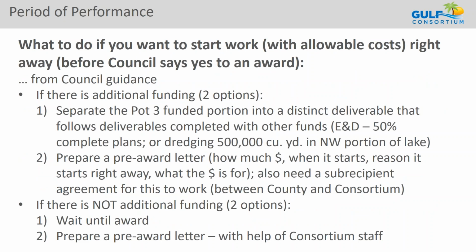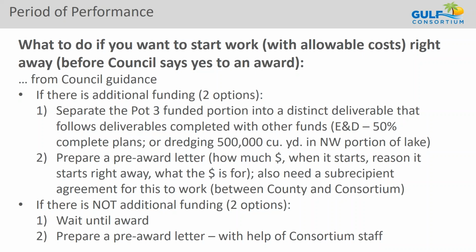So if you want to start something right away, let us know. If there's additional funding, that sort of helps. You know, there are 2 options. You could separate the Pot 3 funded portion into distinct deliverables, or there's actually more than 2 options, or you could just wait till we have an award, or you could prepare a pre-award letter with us specifying why work needs to start now, how much money would be needed, the type of work.